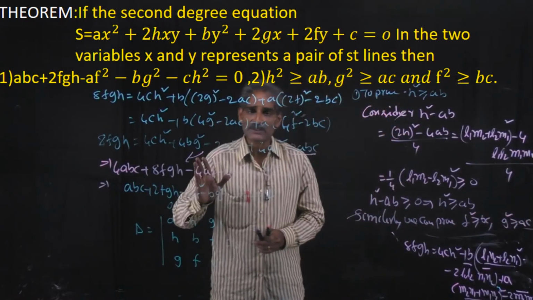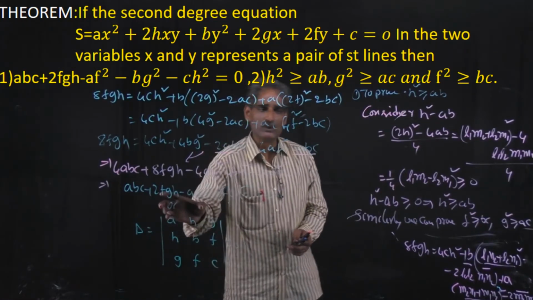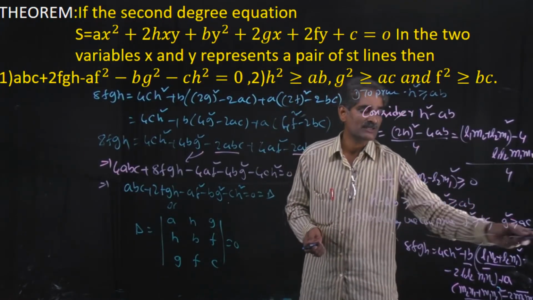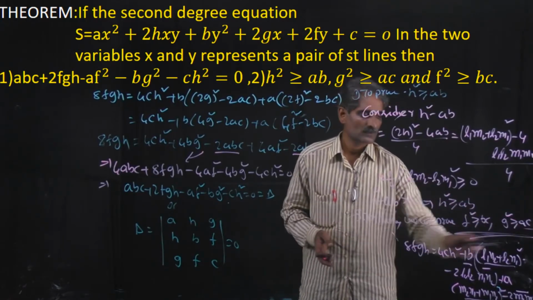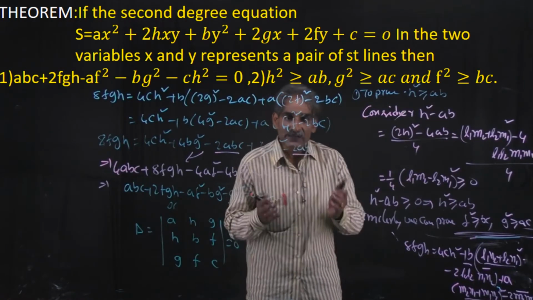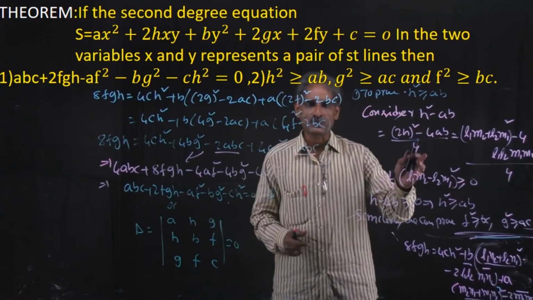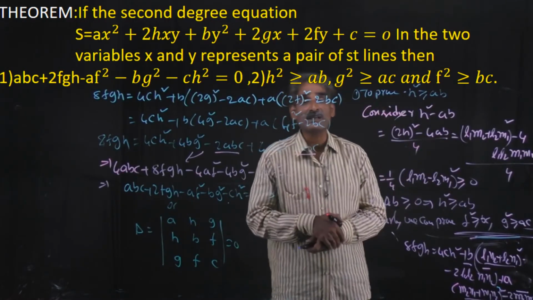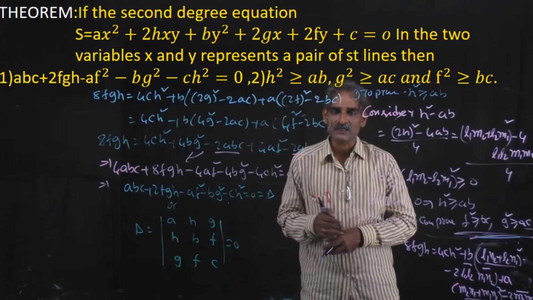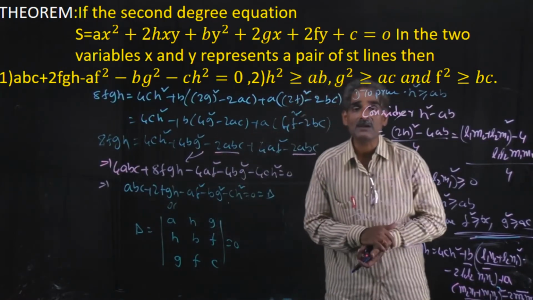Any second degree equation representing a pair of lines must satisfy two conditions. One is delta equal to 0, another one is H square greater than or equal to AB, F square greater than or equal to BC, G square greater than or equal to AC. Okay, so the converse is also important. The converse is also proved. If an equation satisfies this condition and these conditions, then that must represent a pair of lines. Understand? If any second degree equation satisfies these two conditions, then that must represent a pair of lines.